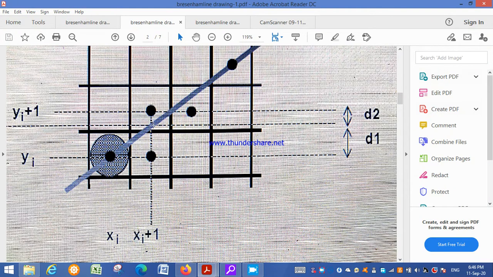So here this distance is taken as d2, and this distance is taken as d1. That is, the distance from the true line to the next pixel location yi plus 1 is termed d2, and the distance from the true point to yi is termed d1.